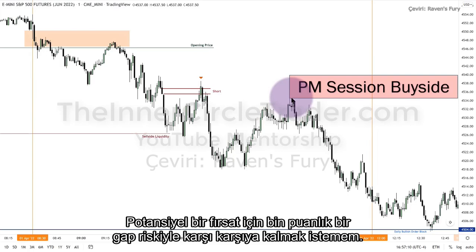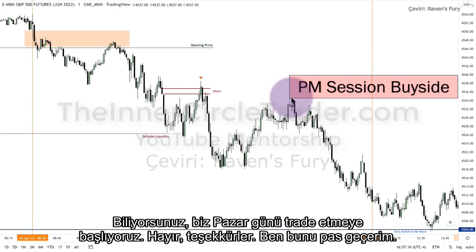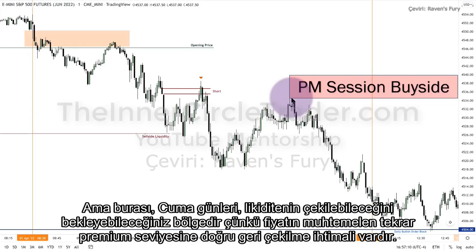I'm not sitting in a potential opportunity where it's a 1,000-point gap against me when we start trading on Sunday. No, thank you. I'll pass on that. But this area here is where you would anticipate on Fridays where liquidity could be a draw because it's going to likely pull back up into a premium.